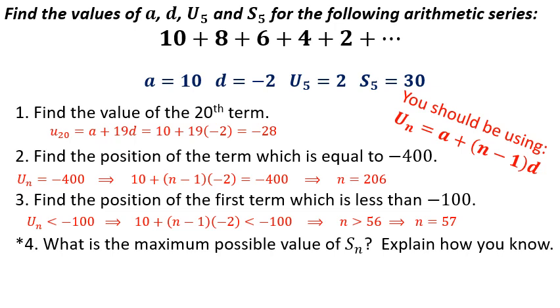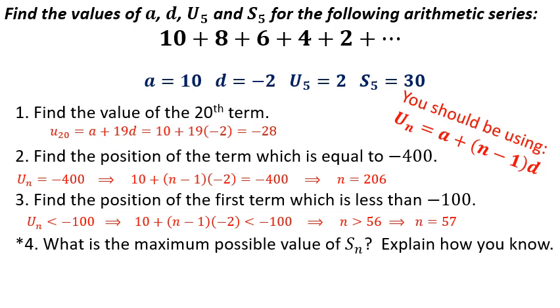Because it asked for the position of the first term which is below -100, not at least as low as, but actually less than, we have to go beyond 56 to find an example of a term that's low enough. If you check back, you'll find that U56, the 56th term, is actually equal to exactly -100. So we need to go to the next one along, which will be presumably -102.